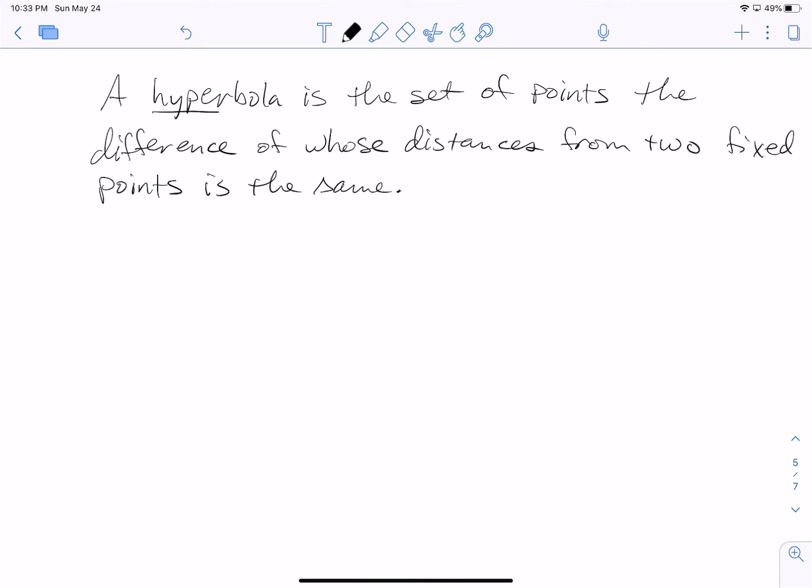A hyperbola is a set of points, the difference of whose distances from two fixed points is the same, and the fixed points are called foci. This is like an ellipse. The difference is it's the difference of distances and not the sum.